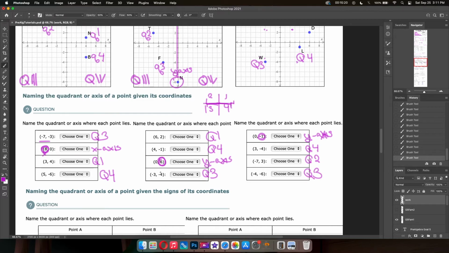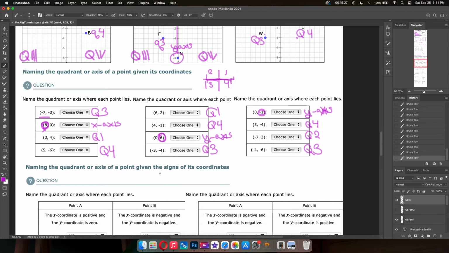And if you don't have coordinate paper with you, if that wasn't in one of the supplies that you got over the summer, that's okay. I have plenty of coordinate paper in my classroom.